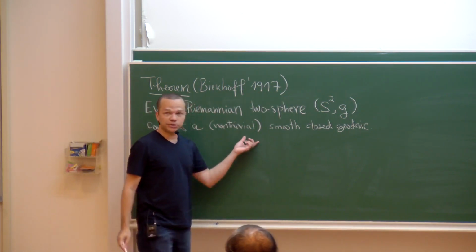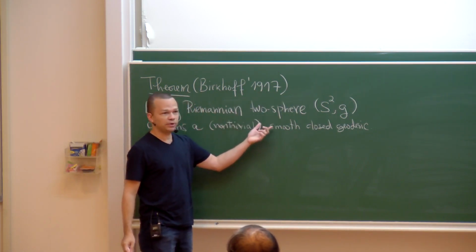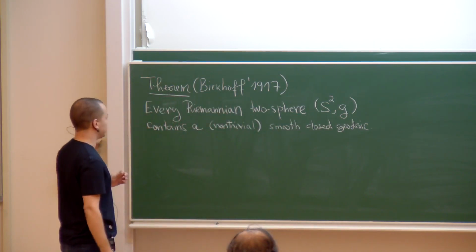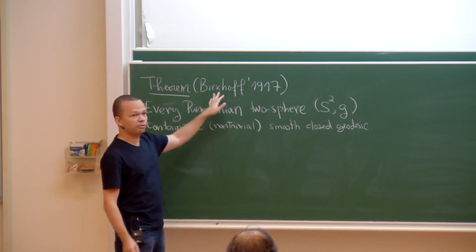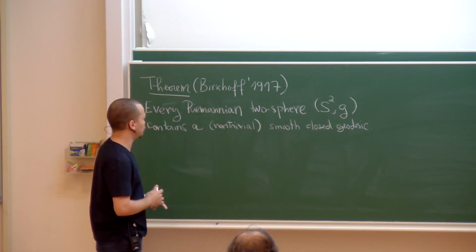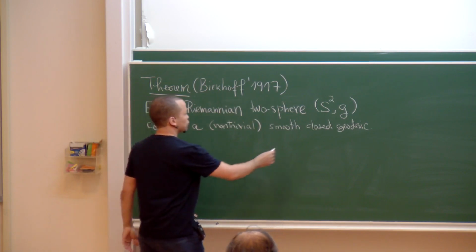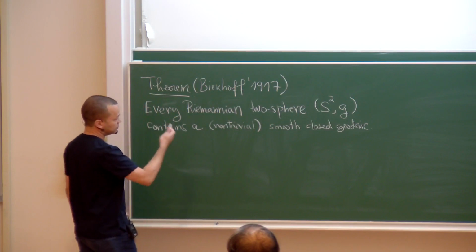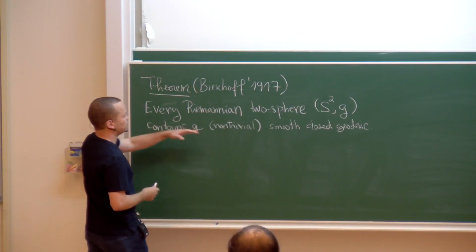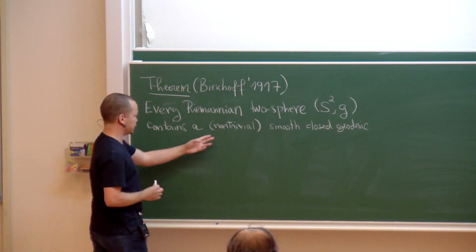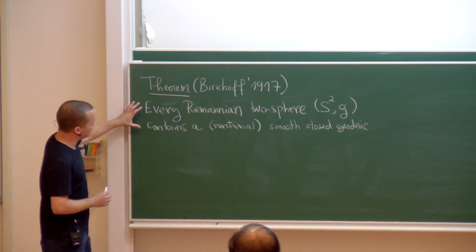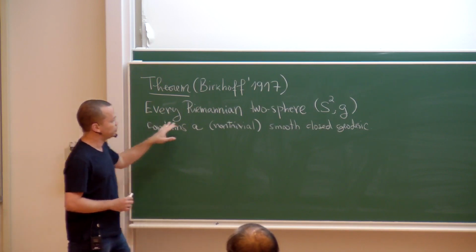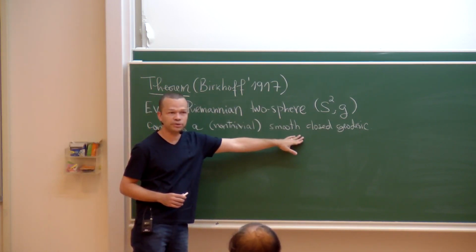This actually answered the question of Poincaré. Poincaré asked whether every two-sphere contains a closed geodesic. So the answer is yes, and Birkhoff was the first to prove that. Of course, one always has the constant curve as a closed geodesic, so we would like to prove there exists a non-trivial one. And one reason why this is an interesting problem is because there are two different strategies in proving this result.